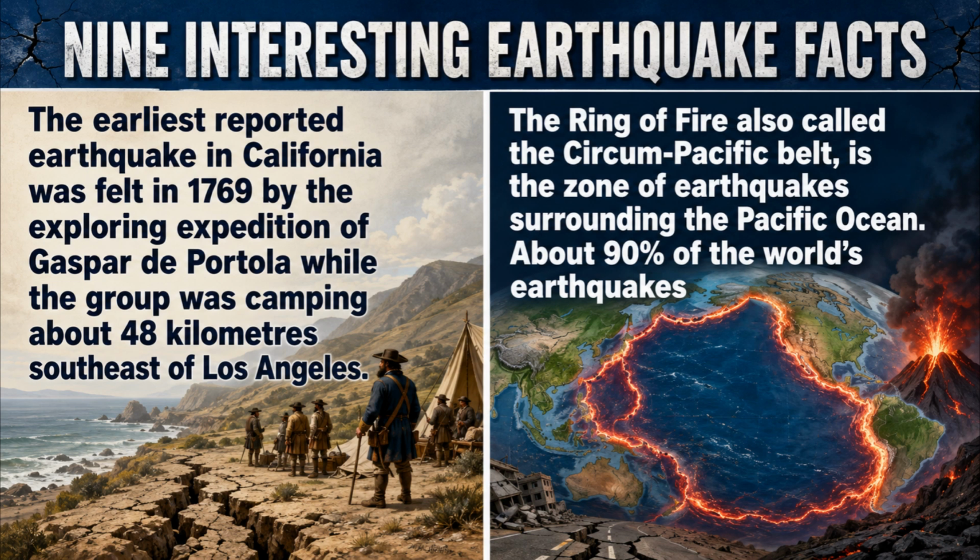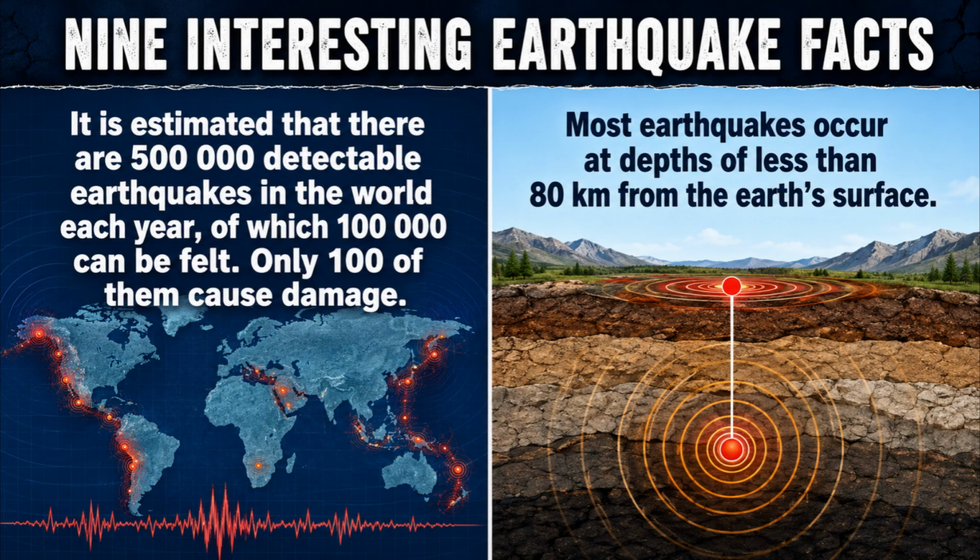The Ring of Fire, also called the Circum-Pacific Belt, is the zone of earthquakes surrounding the Pacific Ocean. About 90% of the world's earthquakes occur there. It is estimated that there are 500,000 detectable earthquakes in the world each year, of which 100,000 can be felt. Only 100 of them cause damage. Most earthquakes occur at depths of less than 80 km from the Earth's surface.